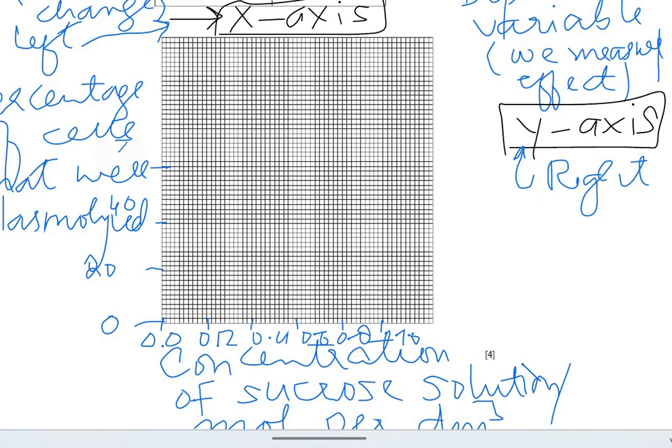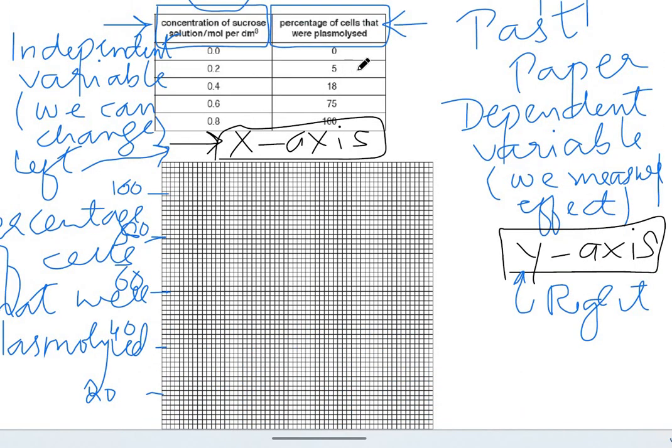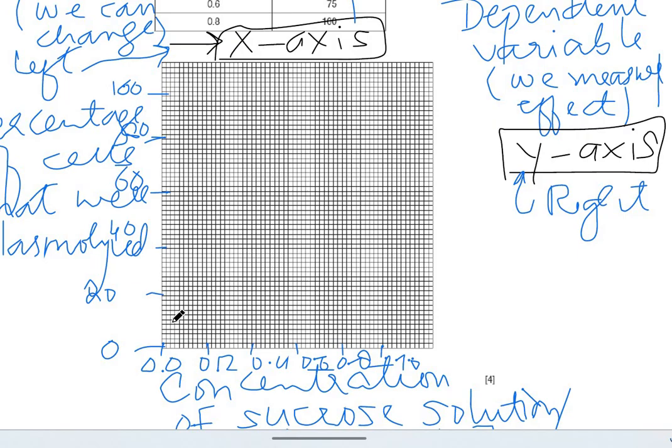Then 10 lines. Here we can take 60. Then 10 lines. Here we can take 80. Here 10 lines, 1, 2, 3, 4, 5, 6, 7, 8, 9, 10. Here we can take 100. So now this scale is also covering all the values of percentage of cells that were plasmolized.